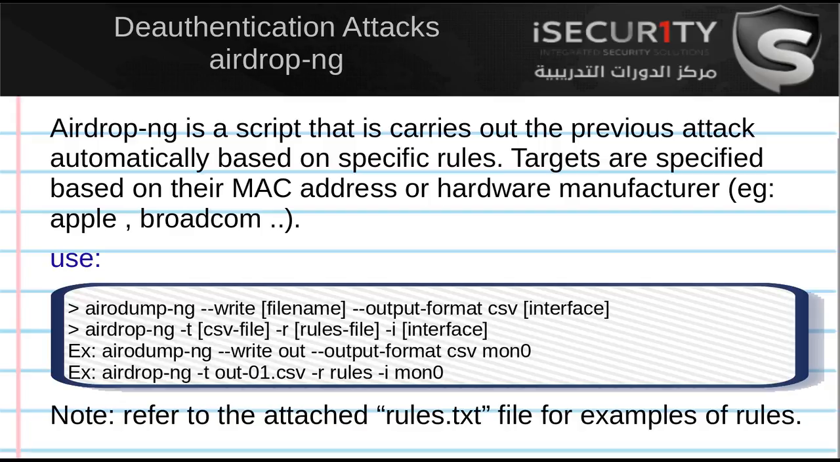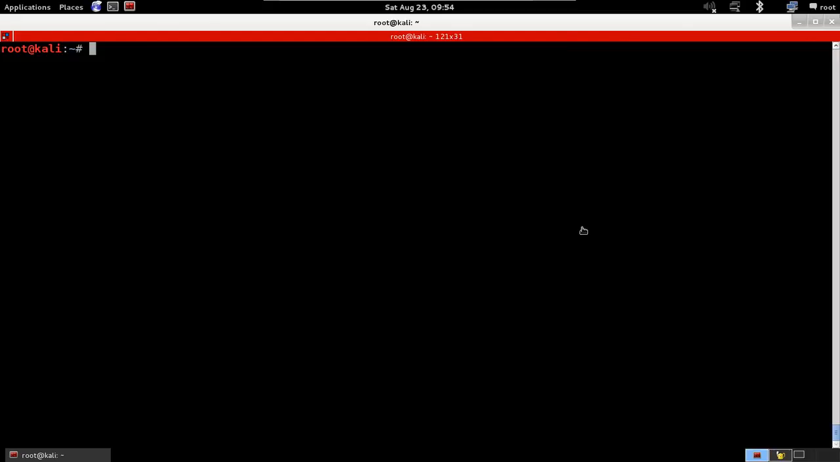So to do this, we're going to use airodump-ng to create a template file with all the devices and all the networks that are around us, and then we'll run airodrop-ng with that template. So first of all, we're going to run airodump-ng, and we're not going to specify a channel or a BSSID because we want to gather information about all the networks around us and all the devices that are connected to these networks.